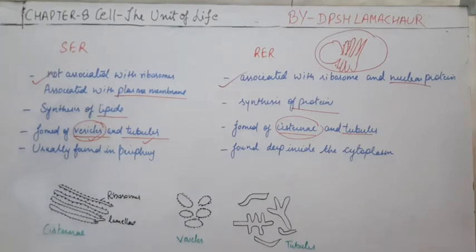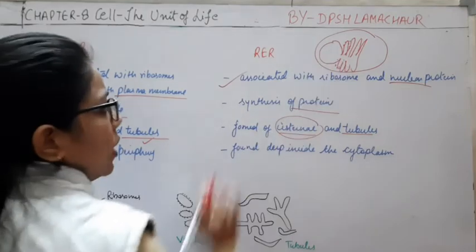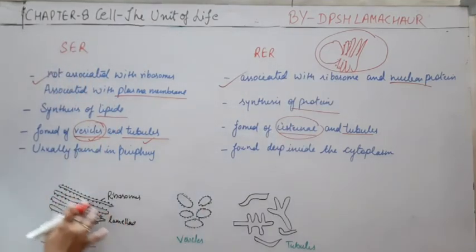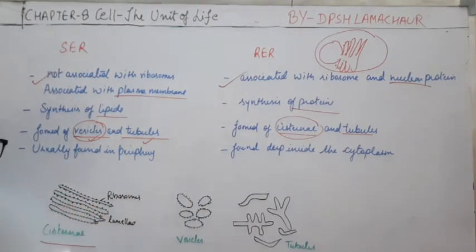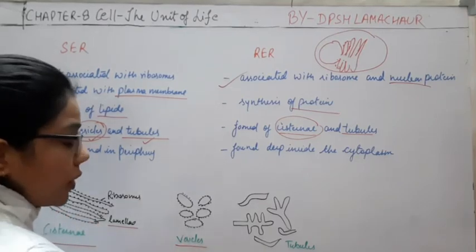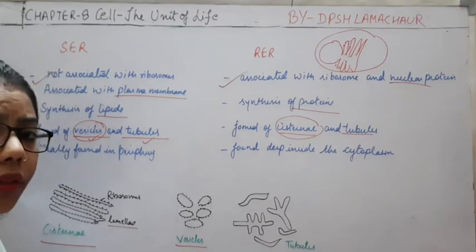Okay, so how can you say that these cisternae are present where? Where can you see the cisternae here? Here in this endoplasmic reticulum. So when you can see this flattened structure having ribosomes on its outer surface, what will you call it? Cisternae. And each part is what? Lamellae. Each part is lamellae.